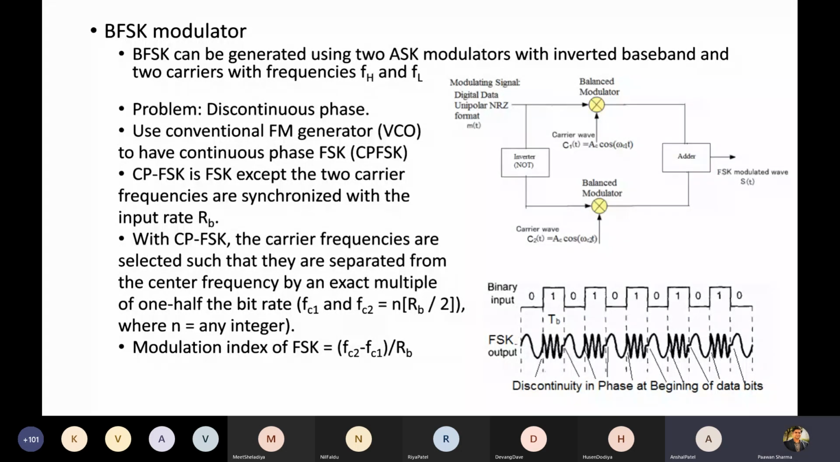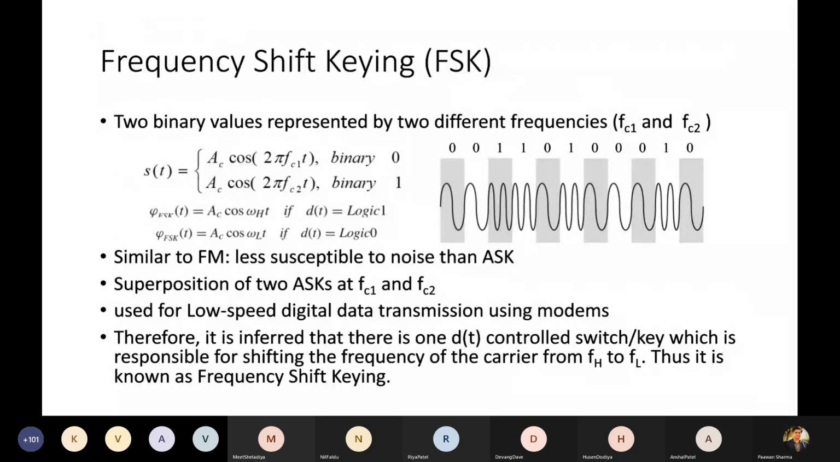Okay. So I hope you didn't miss this superposition of two ASKs part. Am I audible? Yes, sir. Okay. So FSK we can see as a superposition of two ASKs, but the difference is that the frequency of the carrier is different for the two ASKs, and that is what is there in the circuit.